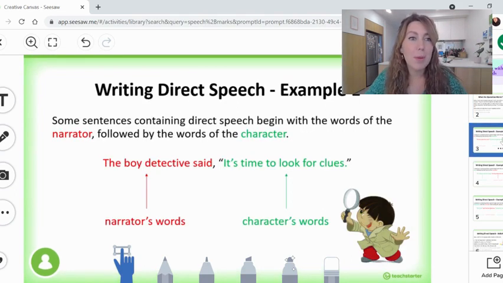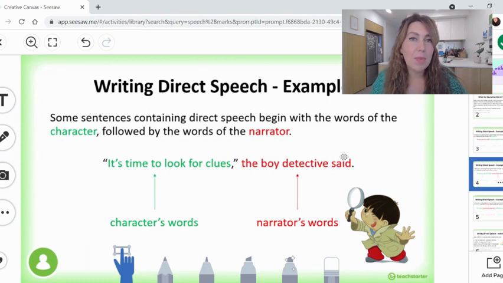So here are some examples. Sometimes we have the narrator's words first, followed by the character's words. The boy detective said, "It's time to look for clues." You can see here that the quotation marks, or speech marks, are around exactly what the character is saying. And the narrator here is telling us who said it. So it helps to paint a great picture.